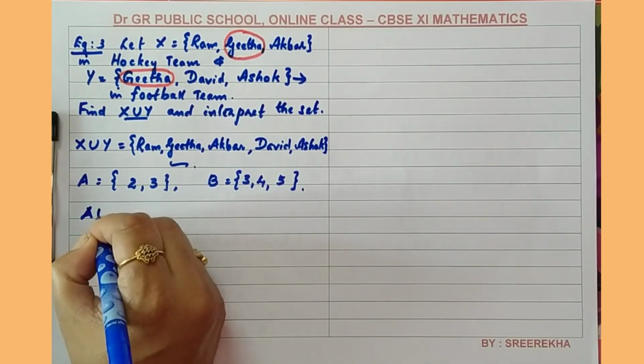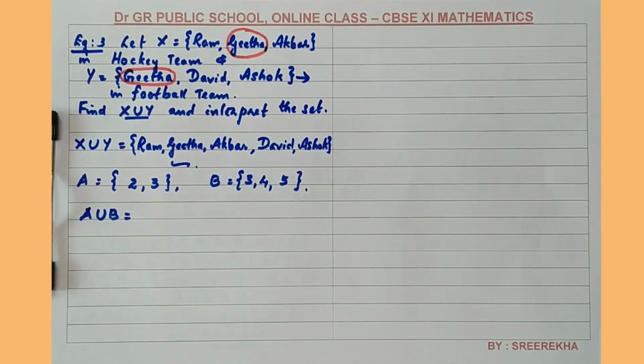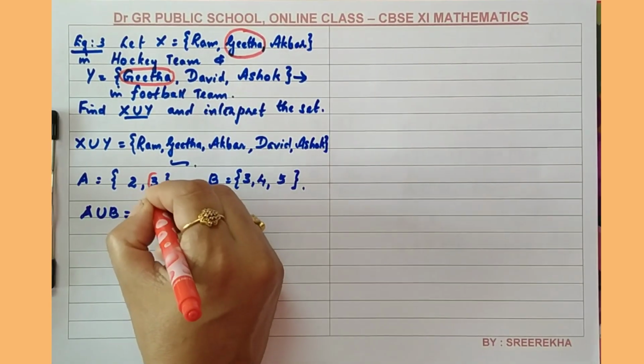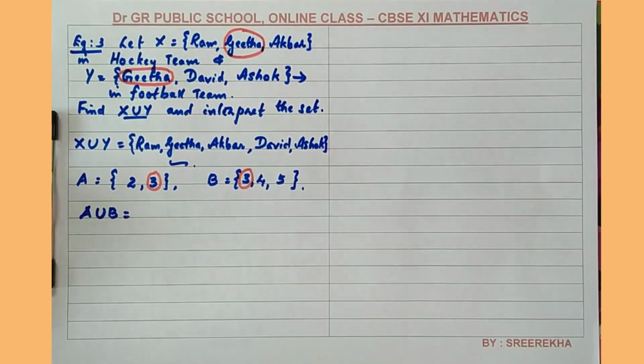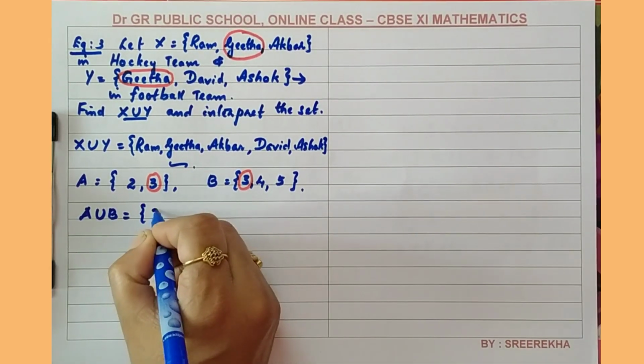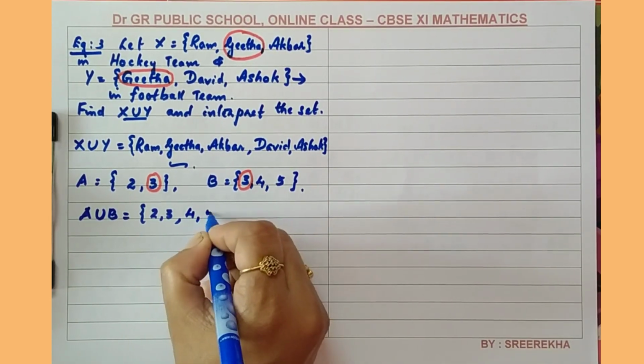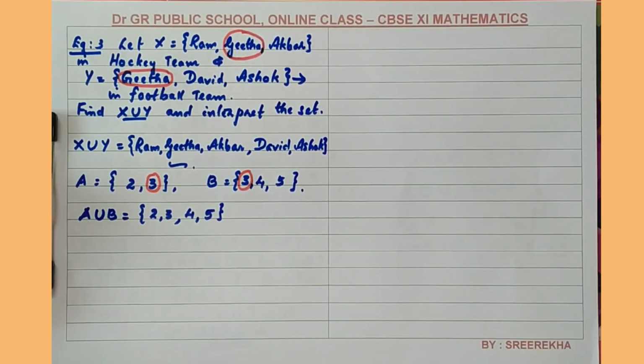What about A union B? A union B equals... you need to collect the elements, and the repeated element is 3. So A union B is the set of all the elements in A and the elements in B, the common element being taken only once.